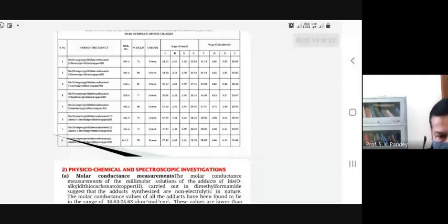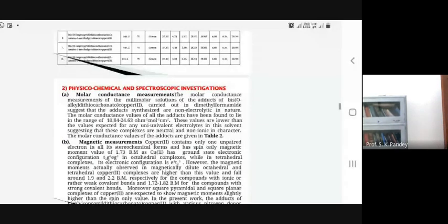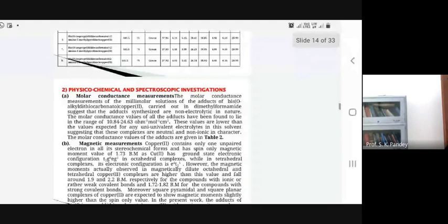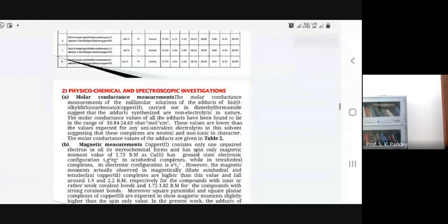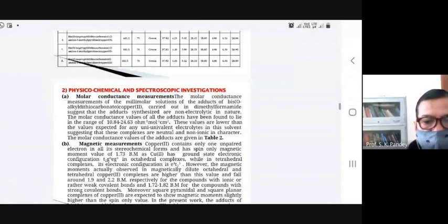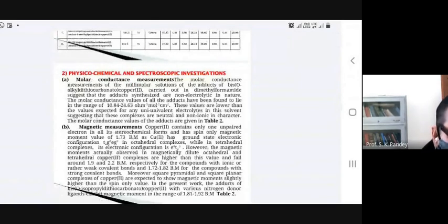are characterized by various physicochemical techniques, such as molar conductance measurement. The values of molar conductance measurements fall in the range of 10.84 to 24.863 ohm inverse mole inverse centimeter square. These values are lower than the values expected for any univalent electrolyte, showing covalent behavior, suggesting that these complexes are neutral and non-ionic in character. The molar conductance data is also shown in the table.